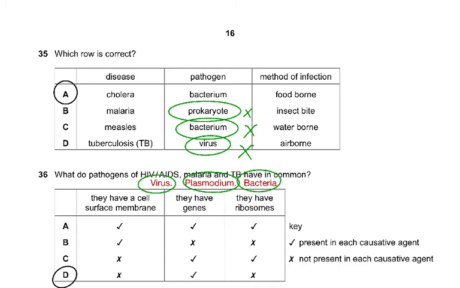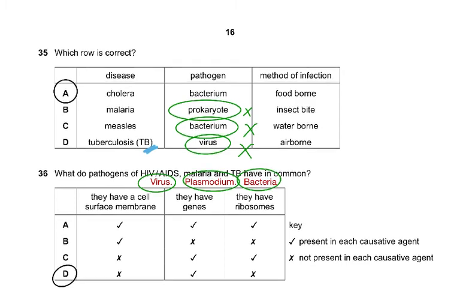Then measles is not caused by a bacterium, it's caused by a virus. This has also been removed from the 2022 syllabus. And tuberculosis is caused by a bacteria, TB. I always tell you to remember B for bacteria, B for bacteria. A bacteria is a prokaryote. So the answer to that was A.